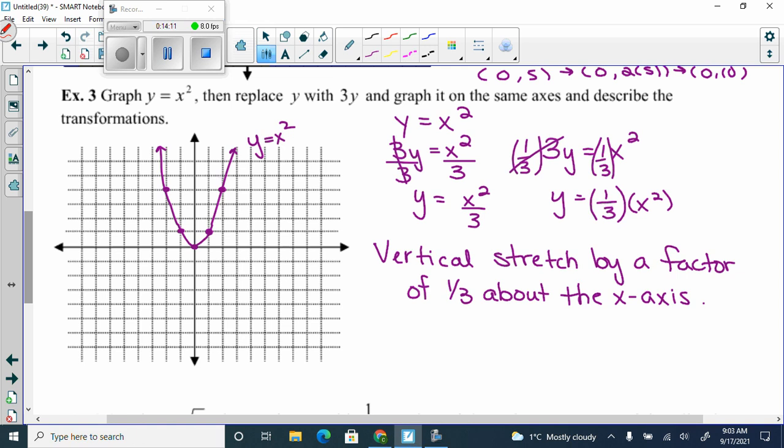So if I put a 0 in here, 0 squared is 0, so I get 0, 0. If I put a 1 in, 1 squared is 1, so I get 1, 1. If I put a negative 1 in, negative 1 squared is 1, so I get negative 1, 1. If I put a 2 in for x, 2 squared is 4. So you can just plug in like you were taught in grade 10. It comes up every day.